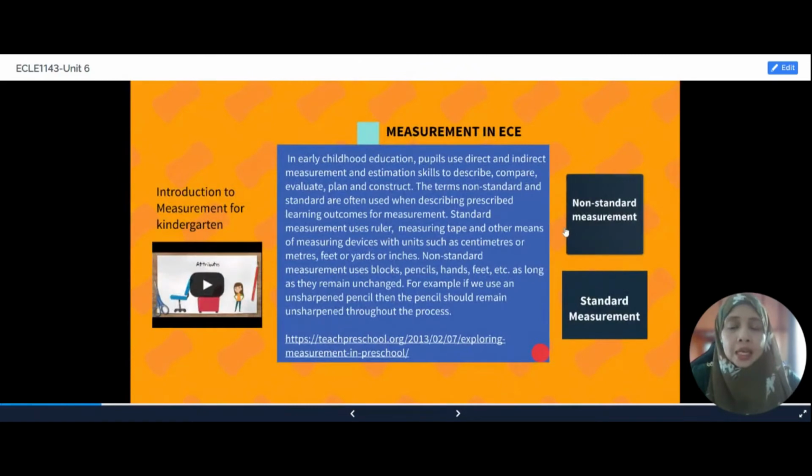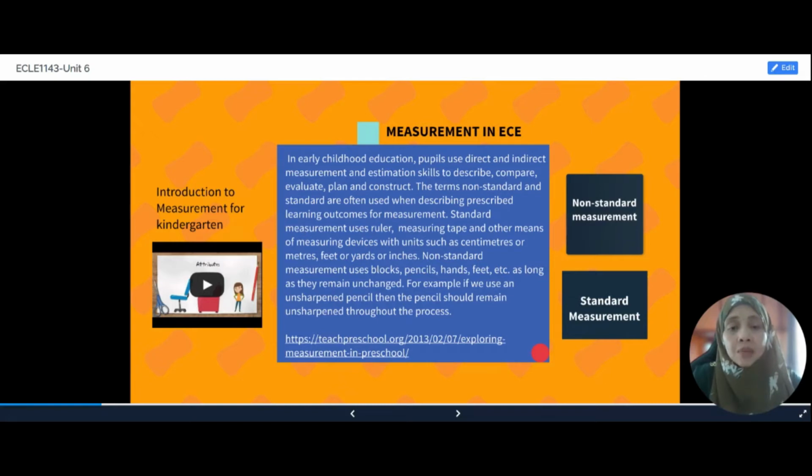So, in early childhood, children or students or pupils use direct and indirect measurement and estimation skills to describe, compare, evaluate, plan and construct. Semua benda ni sebenarnya it comes naturally when they can identify the attributes of certain things. Nanti dia kata, oh yang ni lebih tinggi daripada yang ni, sama panjang dengan yang sesuatu lagi. They try to describe things that are similar or yang tak sama.